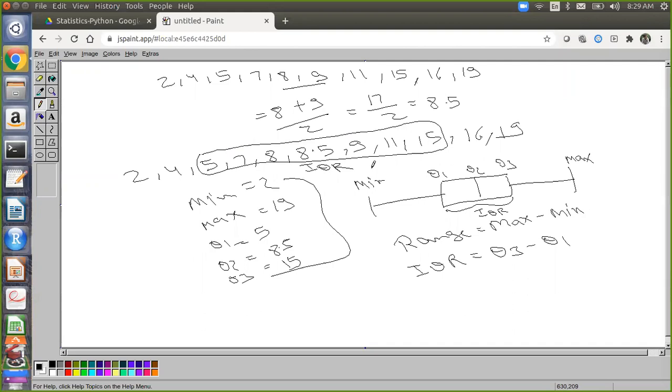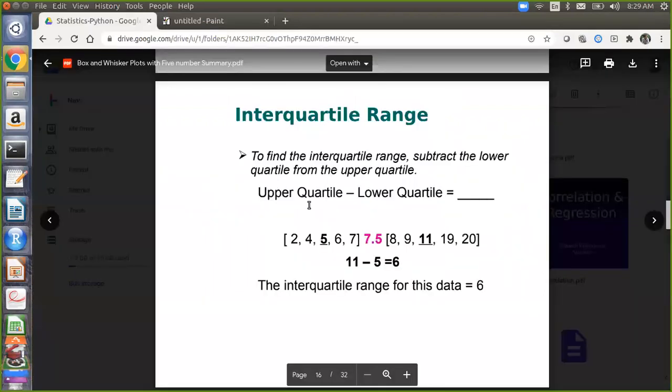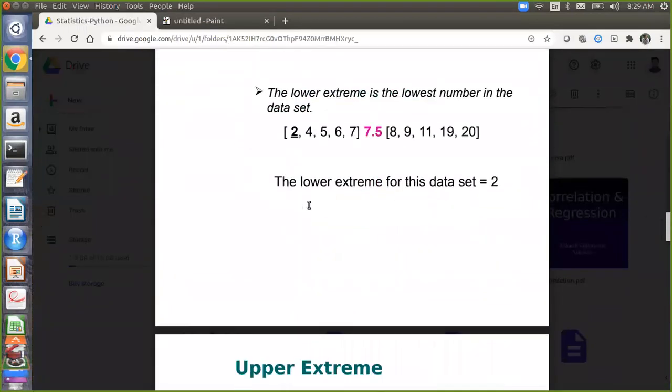Okay, so what is the significance of IQR and why we are calculating this interquartile range, all these things we will discuss in the upcoming classes. But basically this is the difference between the range and interquartile range. And if you want to calculate the interquartile range, just do Q3 minus Q1 simply.